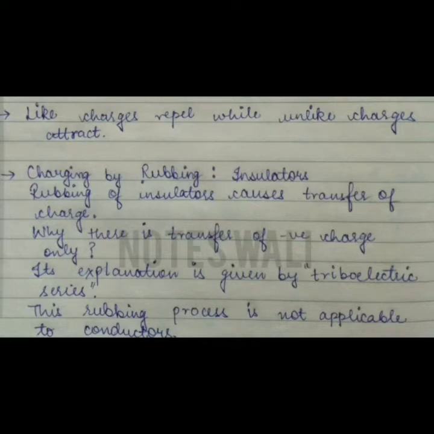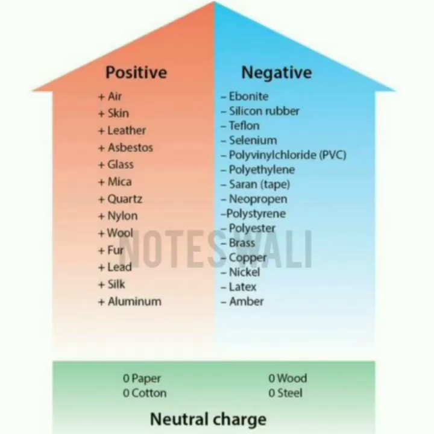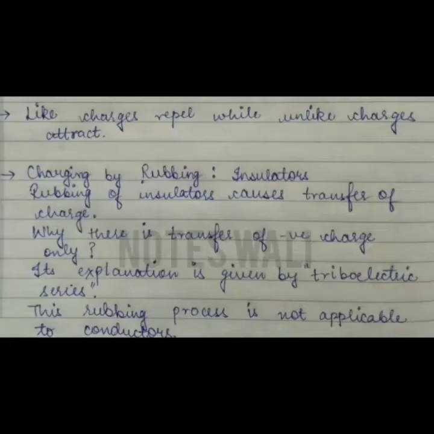It is also called the frictional method. In this case we have to take insulators. We know that insulators are those materials which resist the flow of electricity through them. So rubbing of insulators causes the transfer of charge, and the explanation of this transfer of charge is given by the triboelectric series. You can see the triboelectric series here, in which the materials are arranged in such a way that it shows which material will gain a negative charge or which will gain a positive charge, and only negative charge is transferred, which is due to the transfer of electrons.